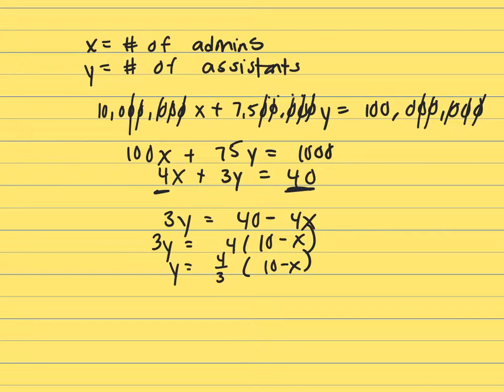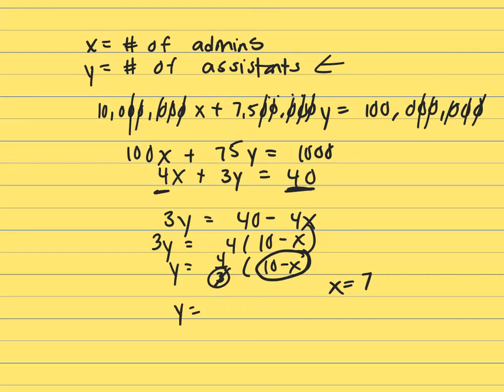Now, y is the number of assistants, and it's got to be a whole number. So we've got to get rid of this 3. That means this 3 has got to cancel with this. So I need for 10 minus x to actually have a value of 3. So let's let x equal 7.